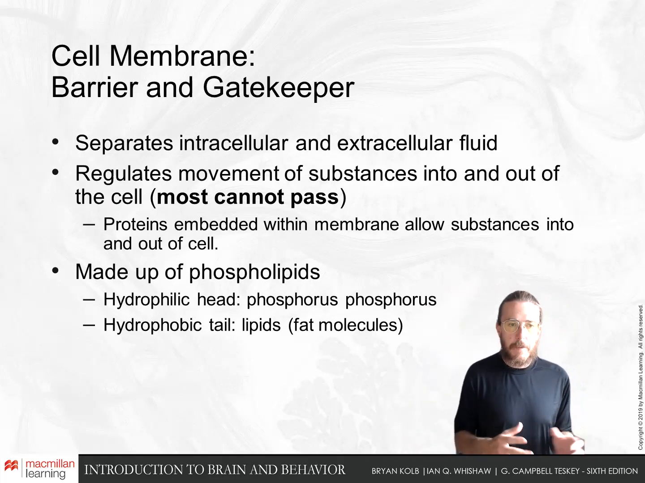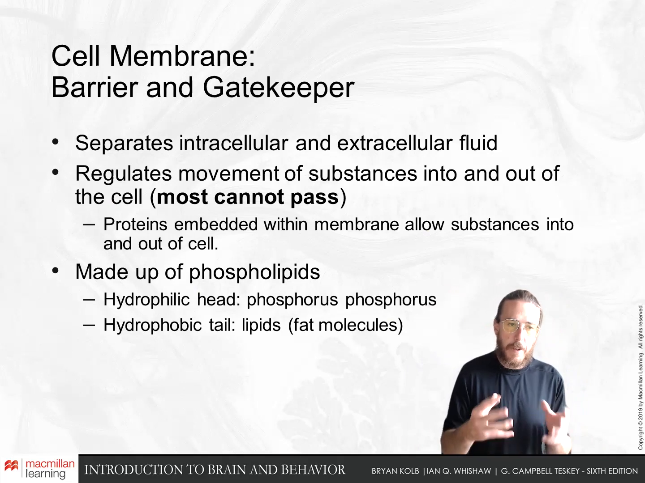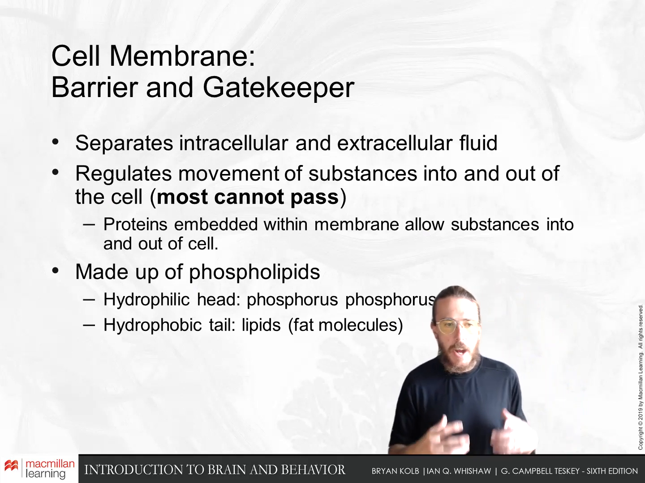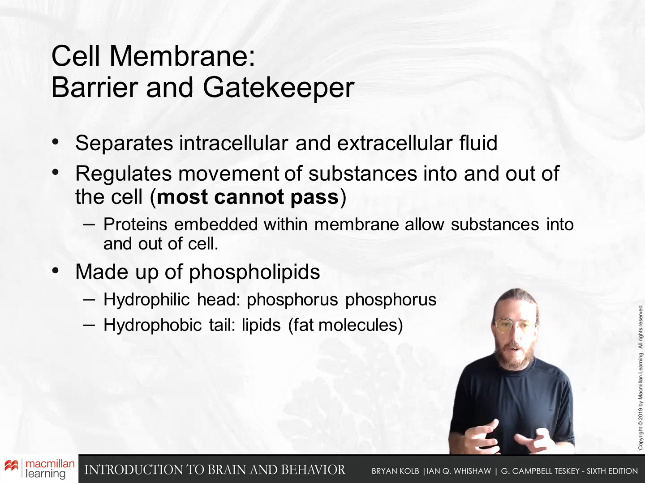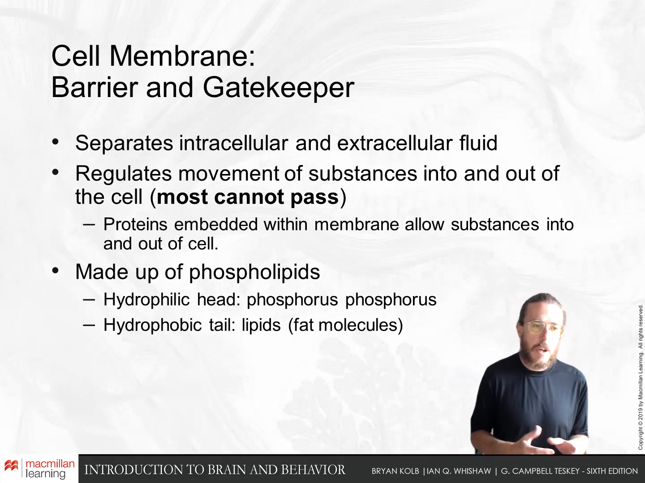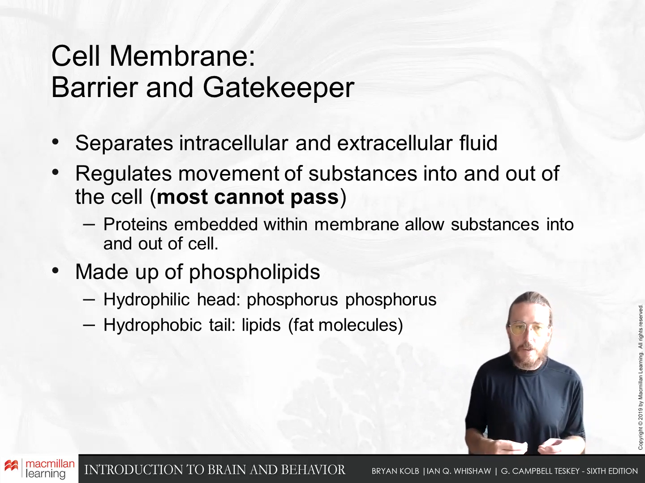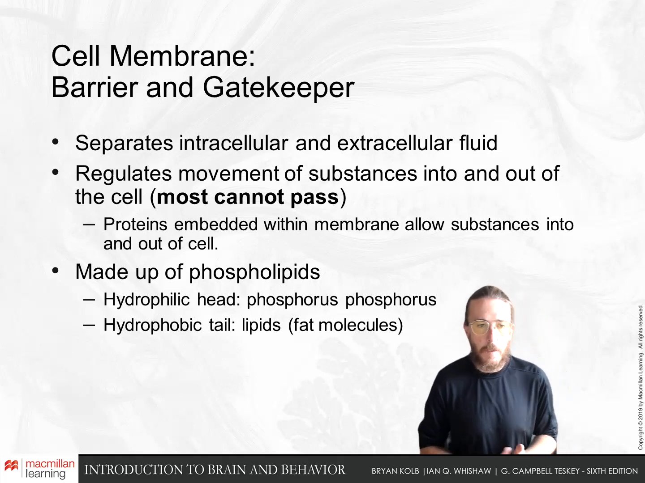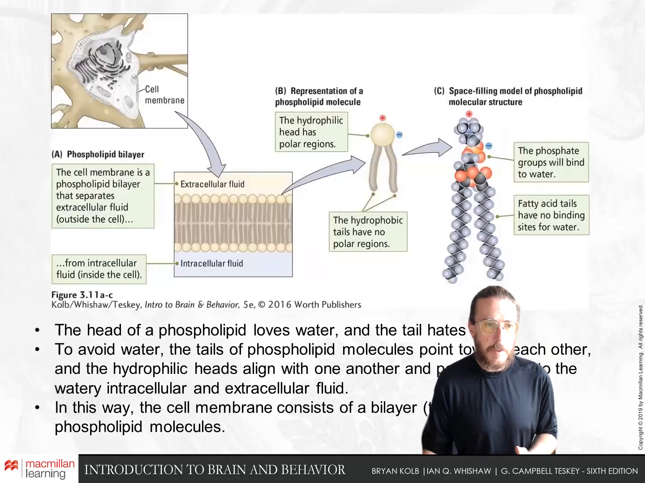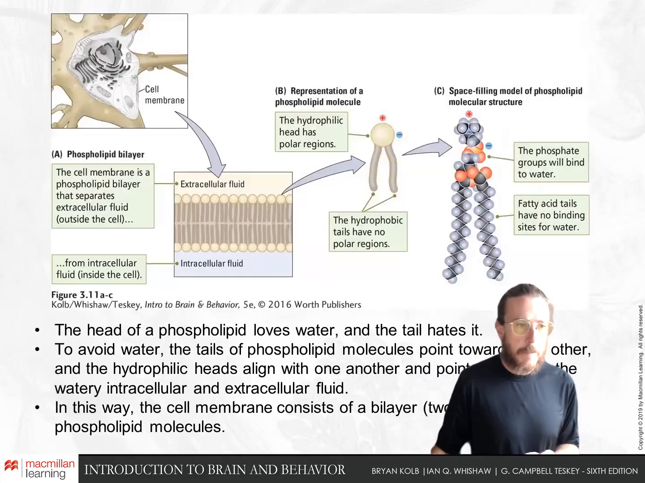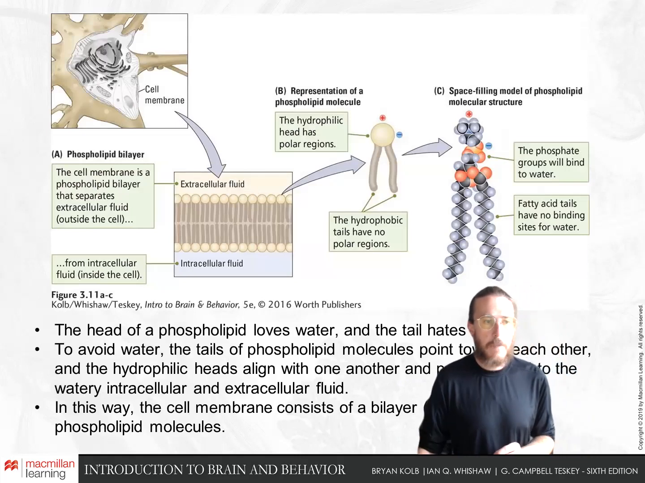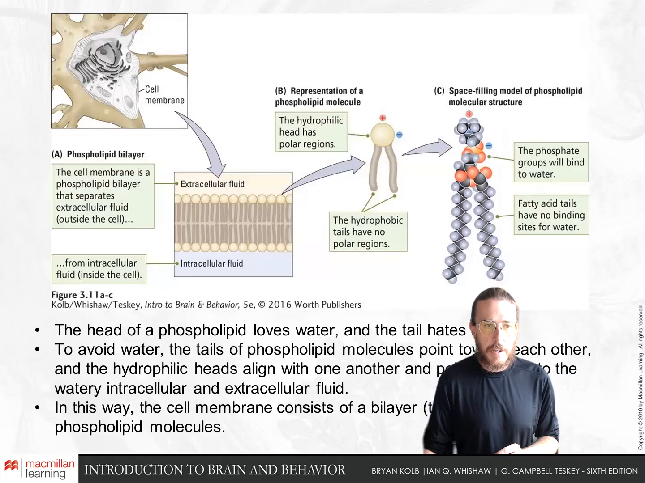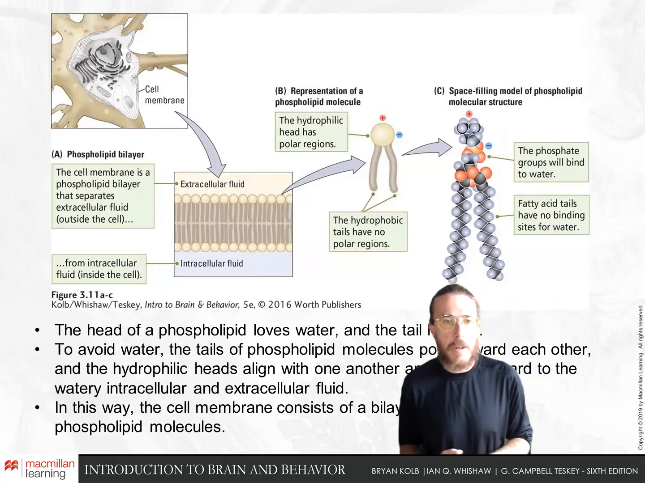The cell membrane is made up of phospholipids that have a hydrophilic head and a hydrophobic tail. So their head is attracted to water because of phosphorus groups that have positive and negative charges, and their tail has no positive and negative charges. It's a fat molecule, and it's therefore hydrophobic, and it doesn't want to be near the water, which creates this composition where there's two layers of these molecules called a lipid bilayer, a phospholipid bilayer, which separates the extra and intracellular fluid, and nothing can pass between them because fluid is repelled from this space.